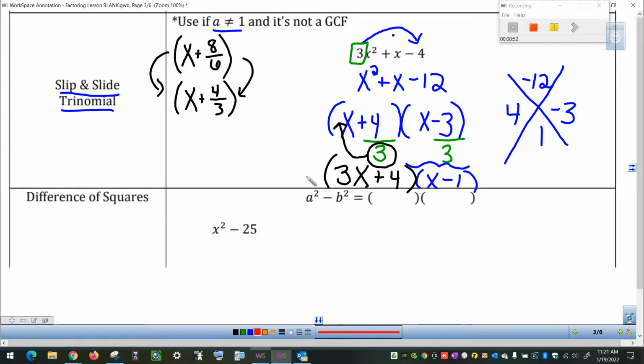And if we were to do a quick check here with FOIL, we can see on this one that 3x times x is 3x squared. The outside term would be minus 3x. The inside is plus 4x. And the last term times the last term is going to turn into minus 4. Sure enough, that is going to simplify to the exact trinomial that we were given at the very beginning.